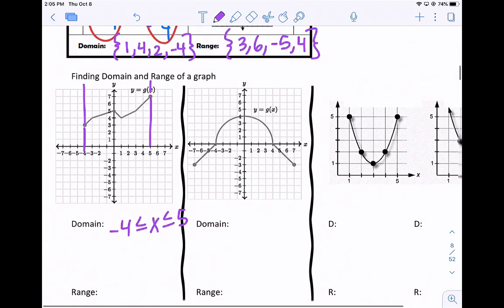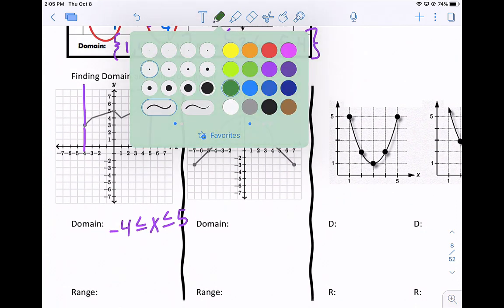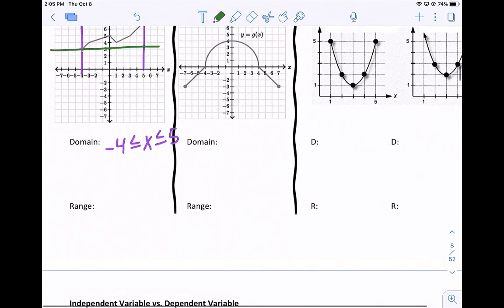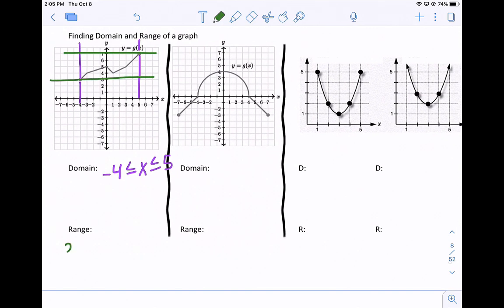And then for range, we look at how low it goes and how high it goes. So here's the lowest it goes at 3, and the highest it goes, it looks like it's at 7, and it does include 3 and 7. So we say our range is between 3 and 7. So that is one way to write domain and range as inequalities. Let's take a look at our next graph.